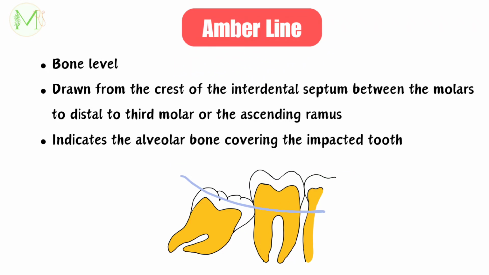Next, we have the amber line. It represents the bone level. This line is drawn from the crest of the interdental septum between the molars, and it extends posteriorly distal to the third molar, or you can extend it up till the ascending ramus. This line denotes the alveolar bone covering the impacted tooth and the portion of the tooth which is not covered by the bone.